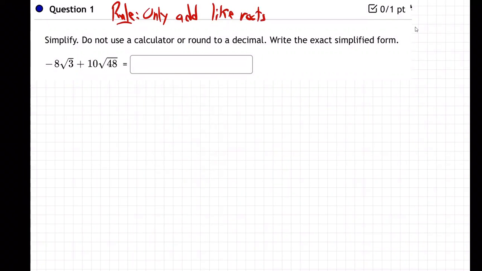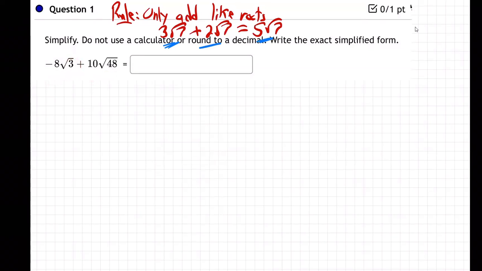Like roots. For example, you can add 3 root 7 and 2 root 7. It'll equal 5 root 7. Is that making sense? So when they have the same exact root, you can add them. If they don't, you can't. You can only add like roots. So on first look, we might look at these two and go, oh, we can't add those. Those are different roots, right?